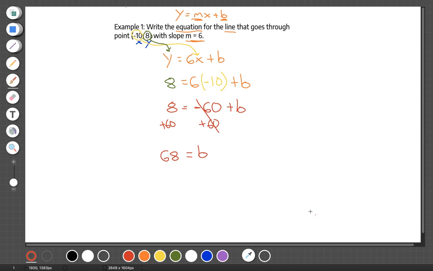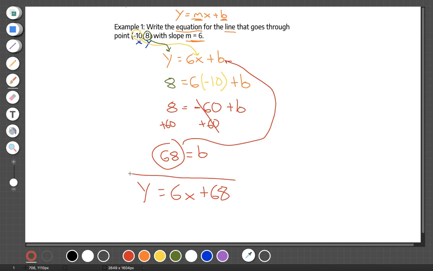We're not quite done. We still need to take our b and plug it into the equation. You still want to end up with that y equals mx plus b. So it's y equals, we have our m, which is 6x, that's what it gave us, plus our b now, which is 68. And that would be the equation. So in this equation, you have a slope of 6, and this will go through that point, -10, 8. If you draw that line on a graph, it'll have this point on that line.